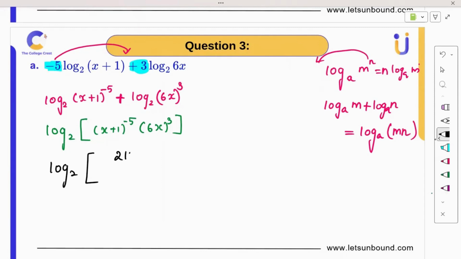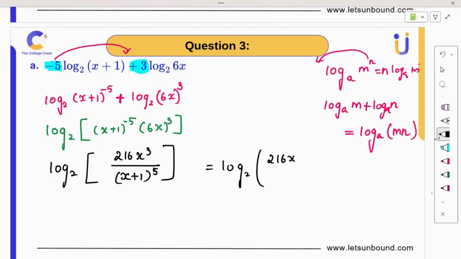6 cube is 216. x cube is x cube. And x plus 1 the whole power minus 5, if we want to make it a positive exponent, that will convert to the denominator. This is the simplest form. Log base 2 of 216x cube by x plus 1 whole power 5. Okay. So that's the thing.